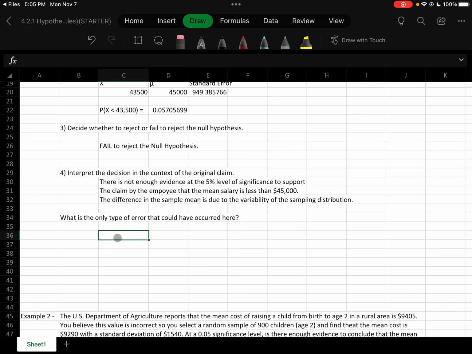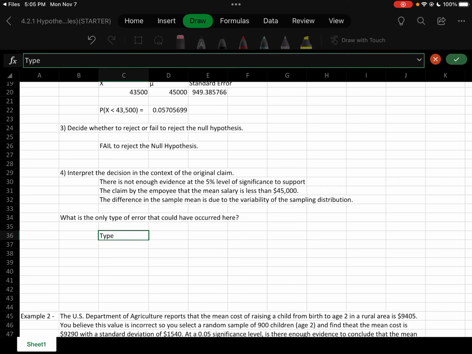So what's the only type of error that could occur here? Well, type 2. Why type 2? Because we failed to reject the null hypothesis. So if we fail to reject the null hypothesis, that means the only mistake we could have made is if the actual null hypothesis was false and we called it true. There's no way I can reject the null hypothesis and that ended up to be true. I did not reject the null hypothesis.